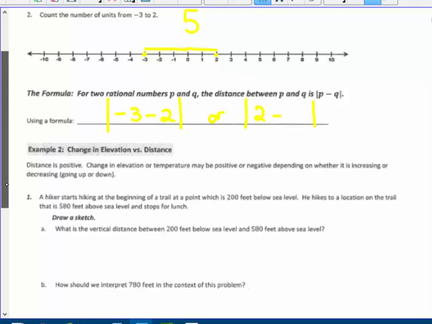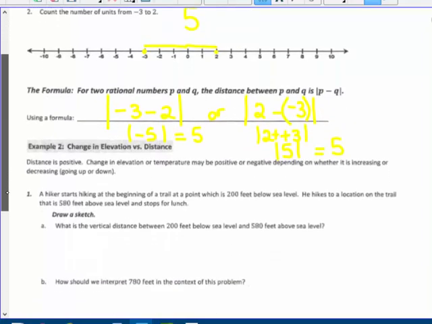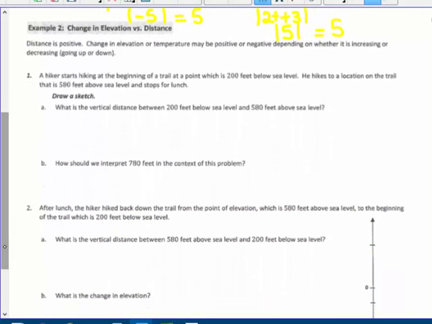2 minus -3. When I do the absolute value here, -3 minus 2 more is -5, which in absolute value is 5, and 2 minus -3 becomes 2 plus +3, which is also 5. The absolute value of 5 is 5. So we know the distance between those two numbers is 5 units. Distance is not positive or negative, it's just neutral.